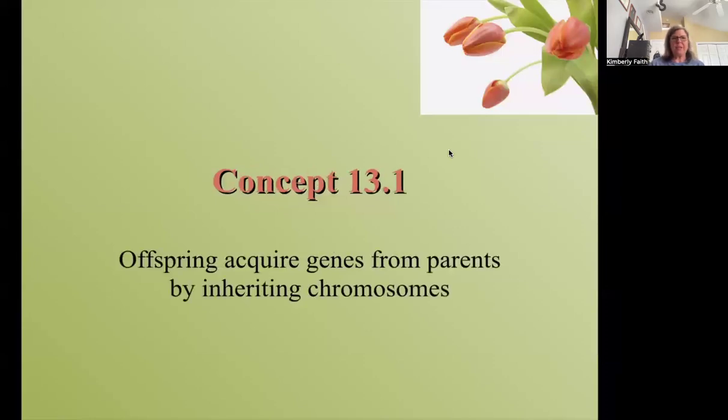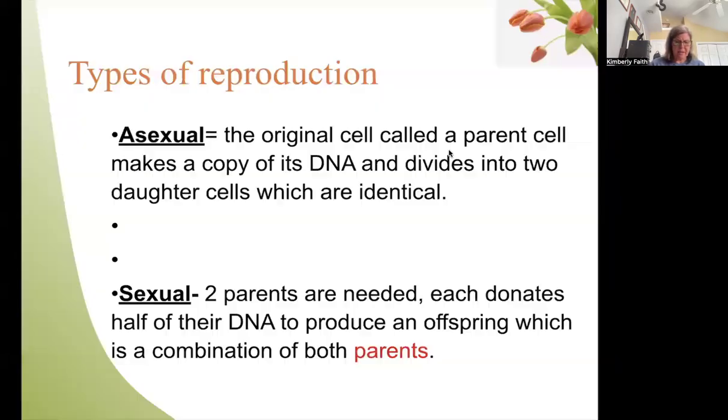Chapter 3, Meiosis. We're going to talk about how offspring acquire genes from their parents. There are two types of reproduction. There's asexual, where the original cell, called the parent cell, makes a copy of its DNA and divides into two daughter cells, which are identical. Two is sexual. This is where two parents are needed. Each donates half of their DNA to produce an offspring, which is a combination of both parents.